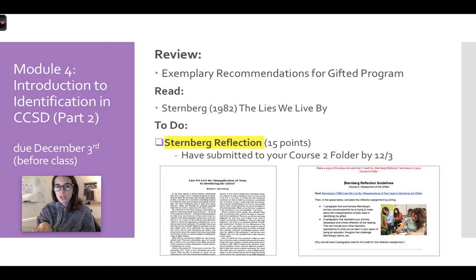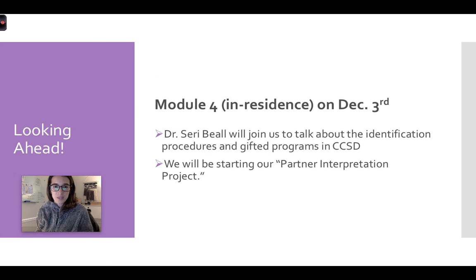I'm kind of prepping you, scaffolding you for the interpretation project that we're going to talk about in class on December 3rd. You have one article to read, that's Sternberg's article, The Lies We Live By, and then you have a reflection to turn in based on your reading. It's a 3-paragraph reflection, and if you open that document on the website, read the guidelines at the top of the document, and it's pretty straightforward. So I look forward to reviewing those next week.